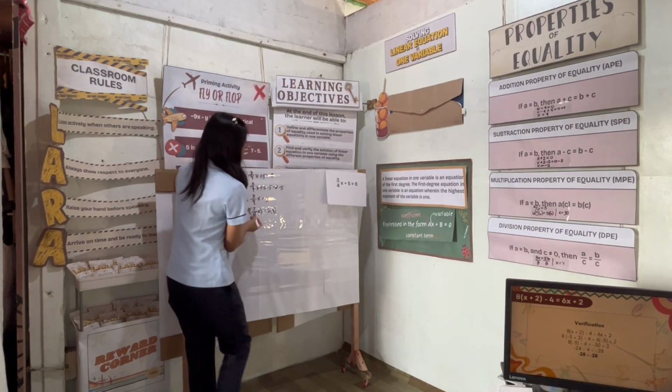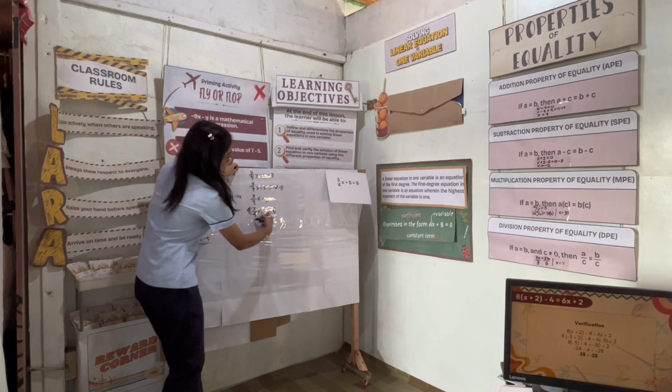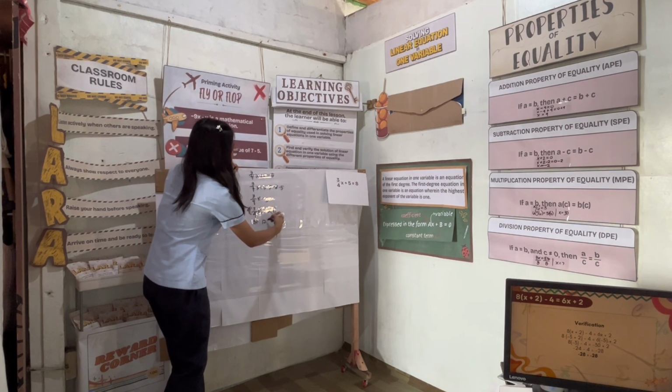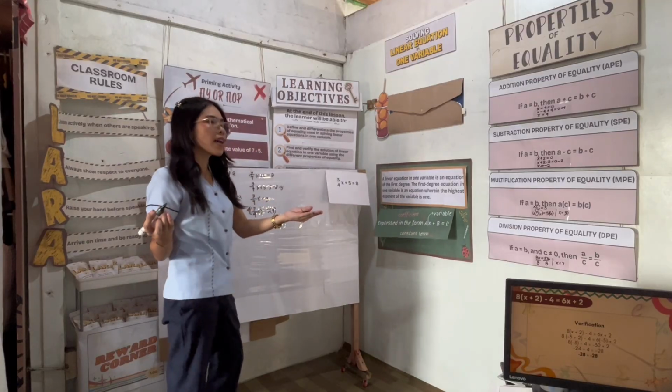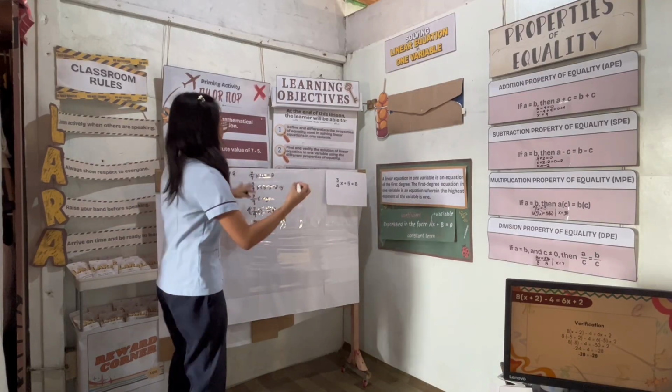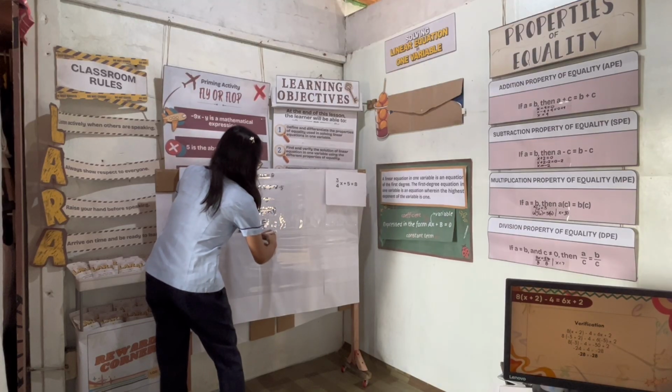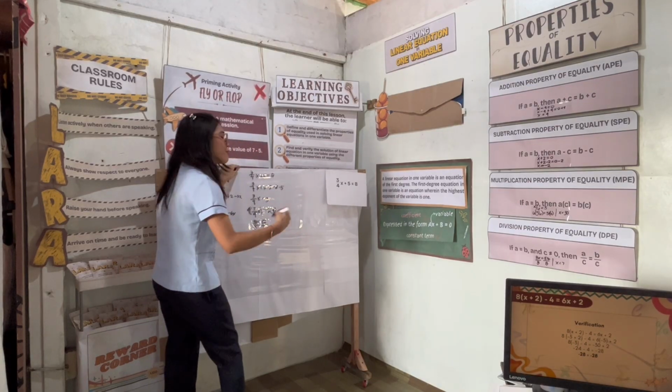So that we will be able to cancel this, and it will leave us 3x. What's 3 times 4? 12. Very good. Now, the last step is to do a DPE. Very good. We will divide this by 3. Now, x is equal to 4.